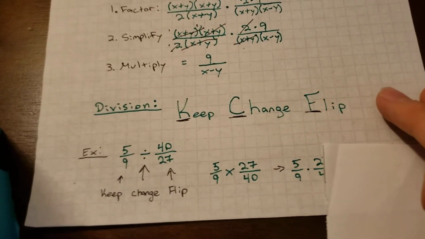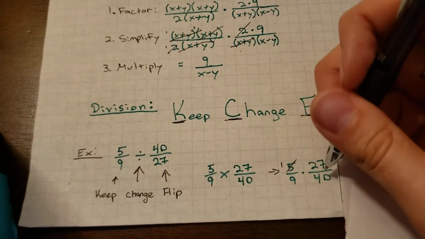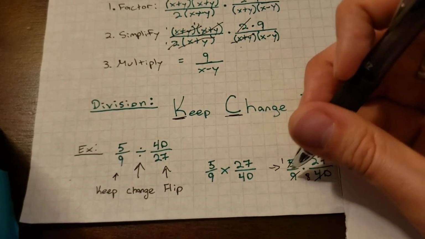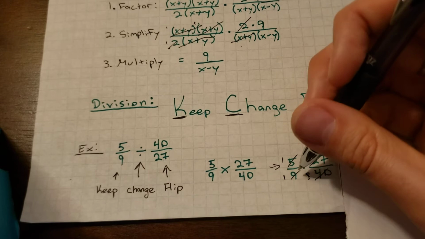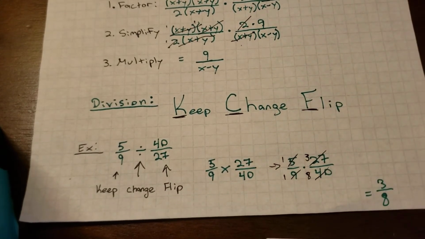Let's see if we could cross anything out. Yeah, I could make that a 1. This will be an 8. I can make that a 1. 27 divided by 9 is 3. And so my answer is 3/8.